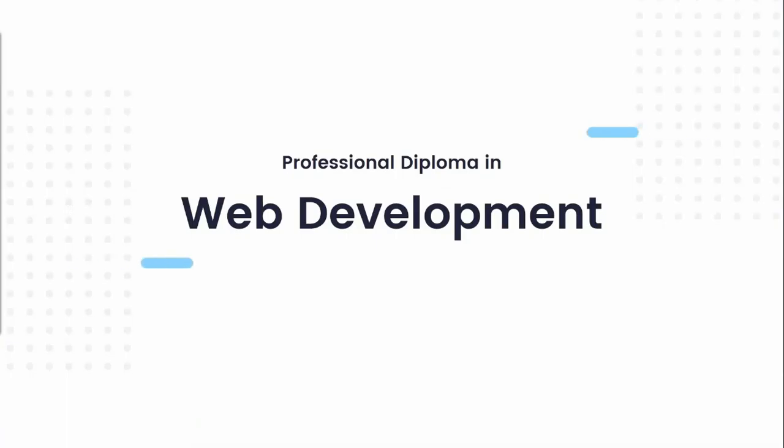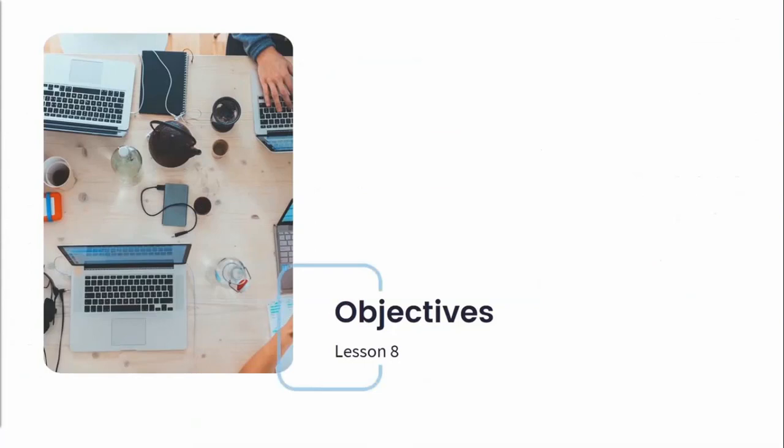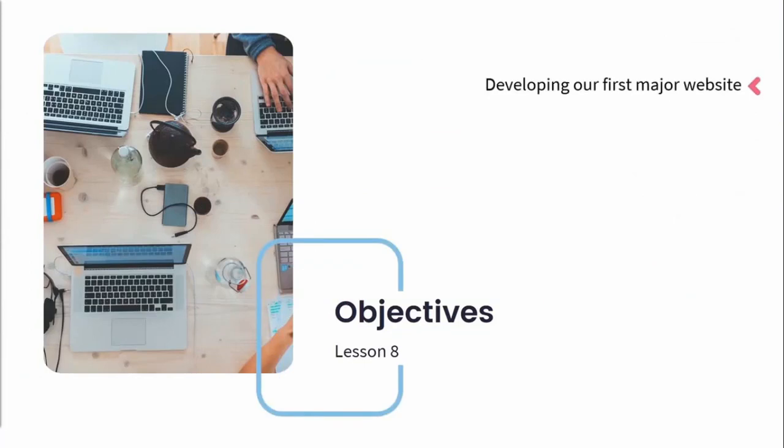Now, as mentioned before, in today's lesson, we are going to be covering HTML and CSS as a project for lesson 8. Before we get started, let's have a look at the objectives for today's session. In today's session, you'll be surprised that we only really have one objective, and that's developing our first major website. Given that it's only going to be a single page application, we are going to be taking every single concept that we've learned in HTML as well as CSS, and we are going to be applying it in today's session. Before we get started, let's have a look at the tip of the day.